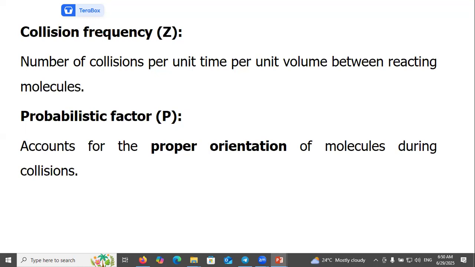Probabilistic factor accounts for the proper orientation of molecules during the collision.